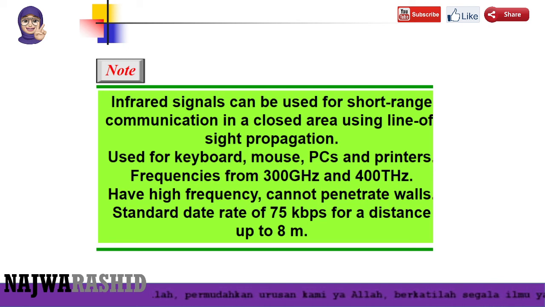So basically we use that infrared technology in order to transmit data in short range communication. It is used for keyboards, mice, PCs, and printers. The frequencies start at 300 gigahertz until 400 terahertz. It has a high frequency and cannot penetrate the wall. It is only for short range communication. The standard rate is 7.5 kilobits per second, meaning the data rate, for a distance of up to 8 meters, only short distance.